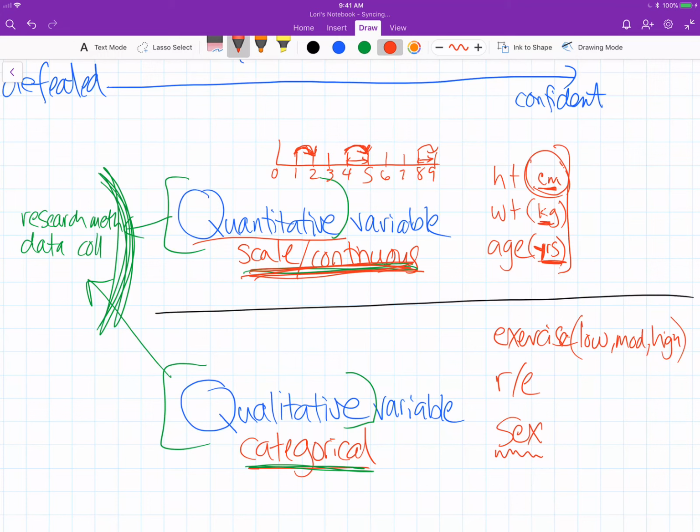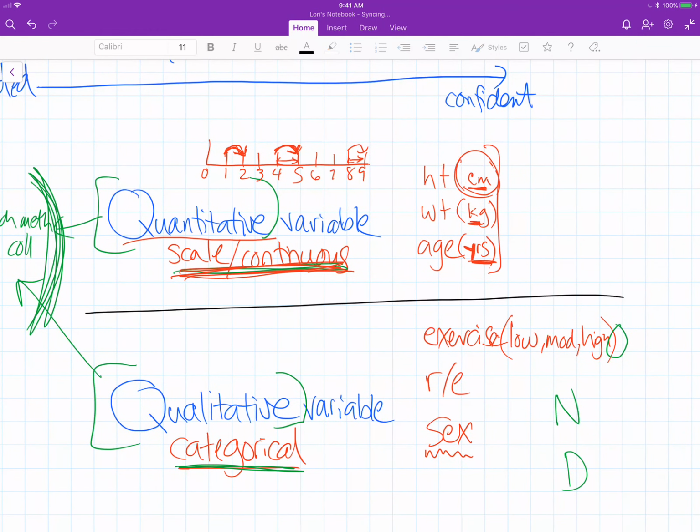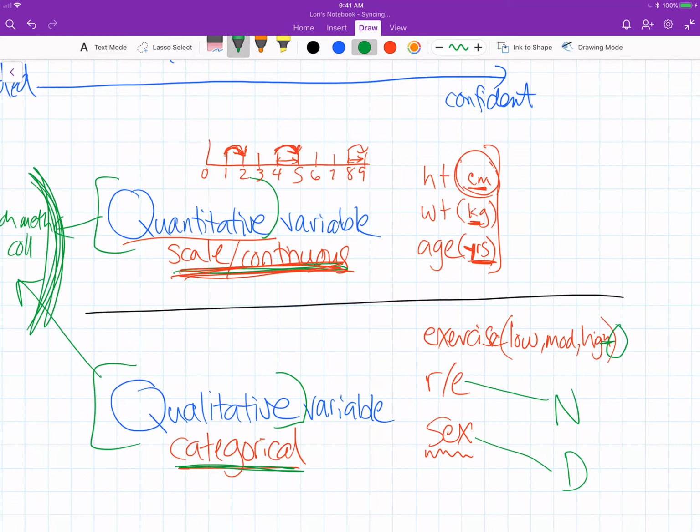In the next video, you're going to be finding out that these have little subdivisions. Specifically, qualitative variables or categorical variables can be dichotomous, nominal, or ordinal. I've given you an example of those three kinds of variables. And in terms of scale or continuous variables, sometimes they have other names like interval or ratio.